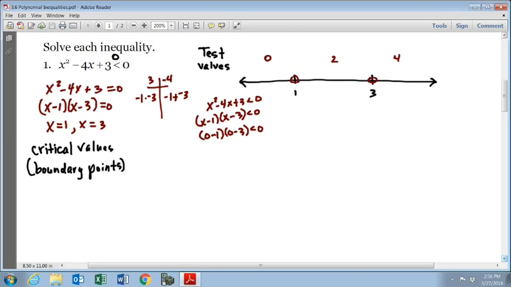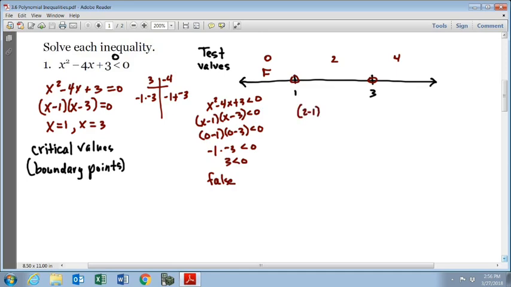And again, I'm using the factored form here. I find that a little bit easier. But for some of you, you may choose to plug it into x squared minus 4x plus 3. So here we're going to get -1 times -3 is less than 0. Well, that's going to be 3 is less than 0. Well, that's false. And so 0 is not a solution to this inequality, and so no other value in that region will be. We're not going to shade this interval.